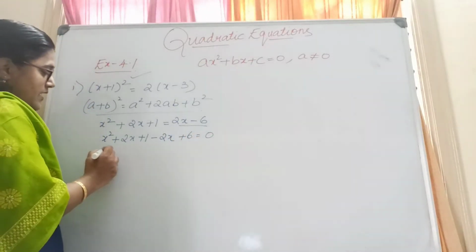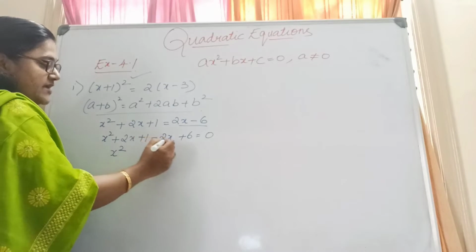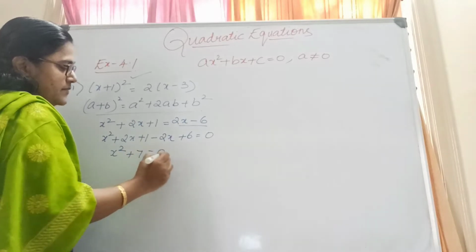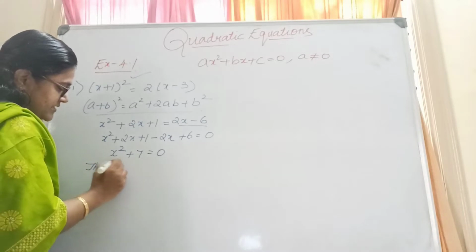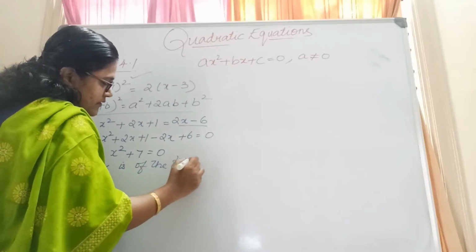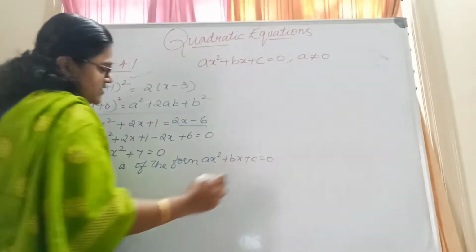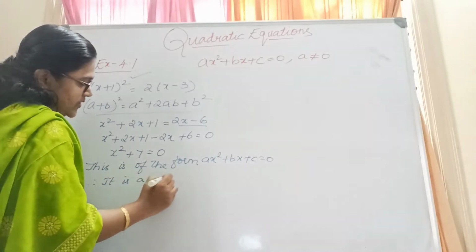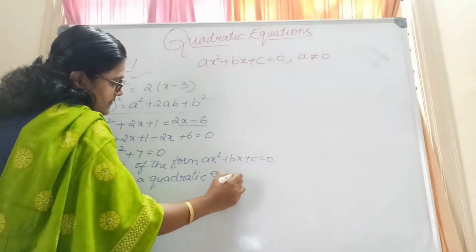Okay, now I don't have any similar term to x square. So x square plus 2x minus 2x is 0. 1 plus 6 is 7. So x square plus 7 is equal to 0. Now this is of the form ax square plus bx plus c is equal to 0. Therefore, it is a quadratic equation.